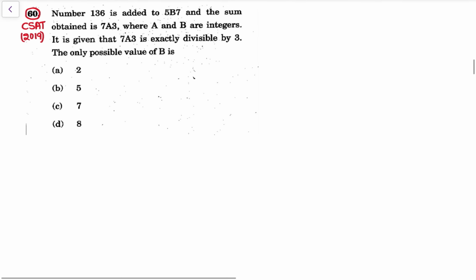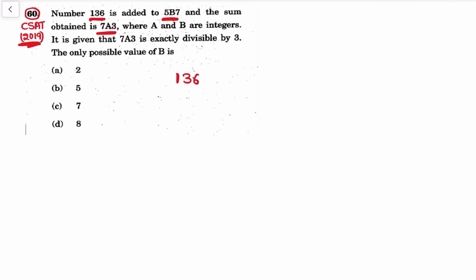See, this is question asked in CSAT paper 2019. A number 136 is added to 5b7 and the sum obtained is 7a3. See, 136 is added to 5b7 and the sum obtained is, see, 3 and b, see, it is a here and it is 7 here. So 7 means here एक तो कैरी हुआ, ये कैरी हुआ ना, तभी इधर 7 आ सकता है. 5 + 1 6 हो जाता, 7.